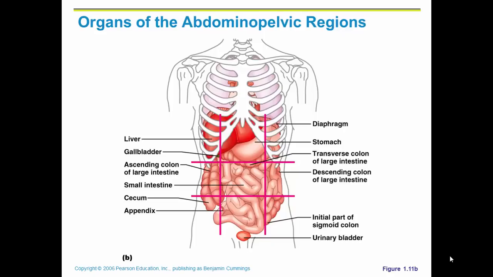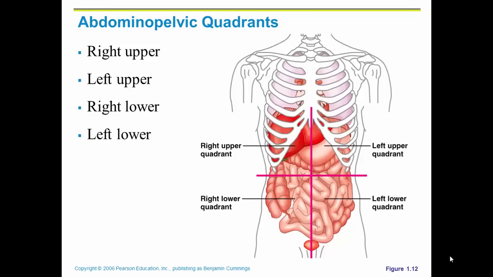So again, if you're having pain on the right hand lower region, then they're going to say, oh, this could be your cecum or your appendix or whatever it may be that is causing the discomfort. And then they also have quadrants. It's just another way to divide the abdominopelvic region and know what organs are lying under that region.